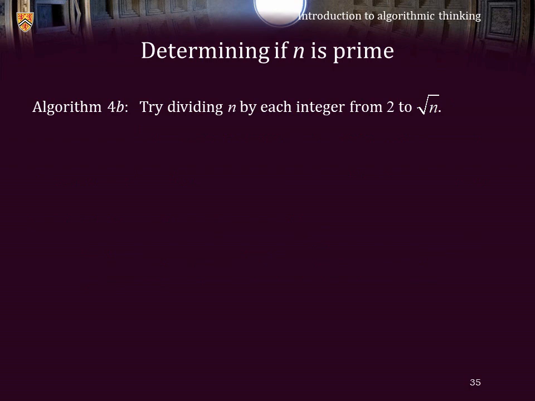So now we have a different algorithm. Algorithm 4b: try dividing n by each integer from 2 up until the square root of n. This is significantly less work. So for example, if we wanted to determine if a number on the magnitude of 1 million was prime, we'd only have to divide it by integers from 2 to 1000.